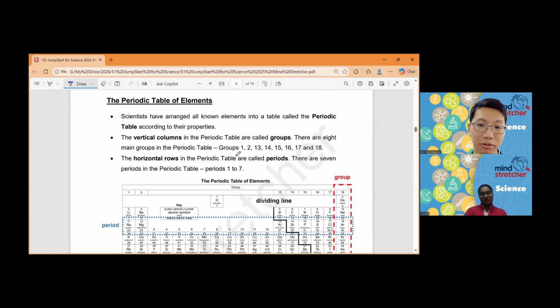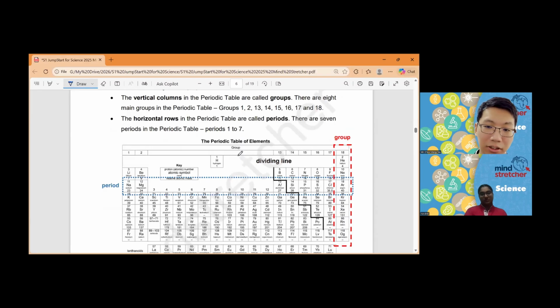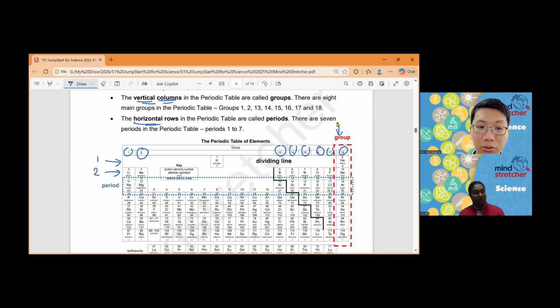You just take it as a table. You look at the rows, which are horizontal, while columns are vertical. The vertical column, the one in red here, we call a group. You see here 1, 2, 13, 14, 15, 16, 17, 18. These are group numbers, while period refers to the rows. So we have period 1, period 2, 3, 4, 5, 6, and so on.